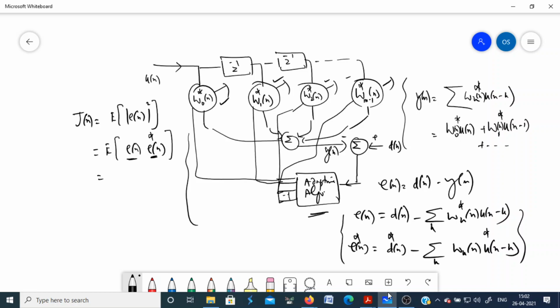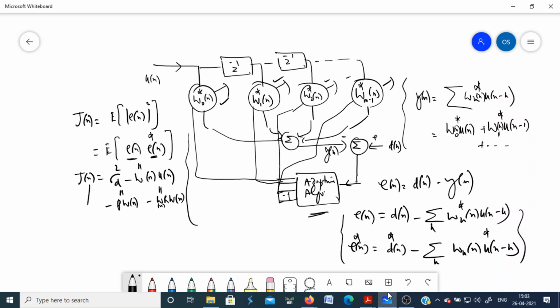So d(n) into d(n) star becomes the expectation of mod d(n) square. This is the variance basically, so it becomes sigma d square. Okay. Similarly, you get the next terms, which were already done in the Wiener filter: minus p of h w(n) minus w h r w(n) also here. Okay. This is the mean square error.